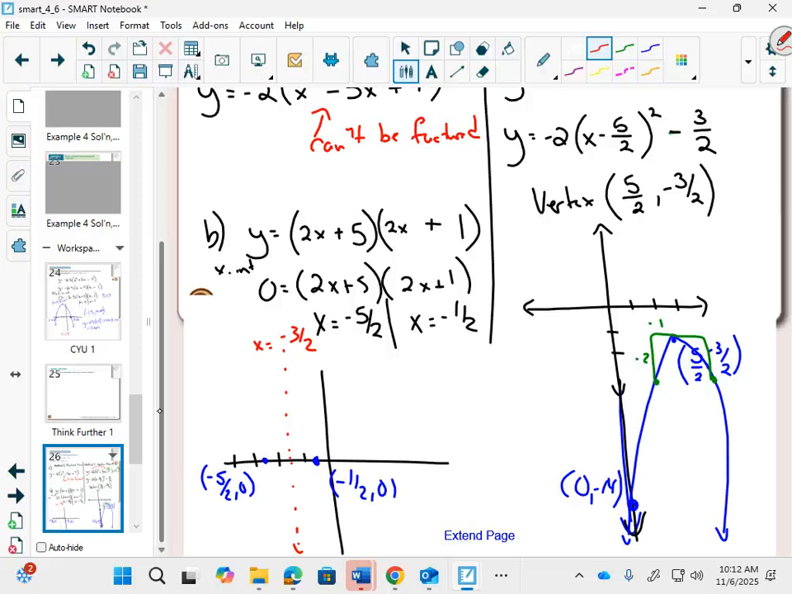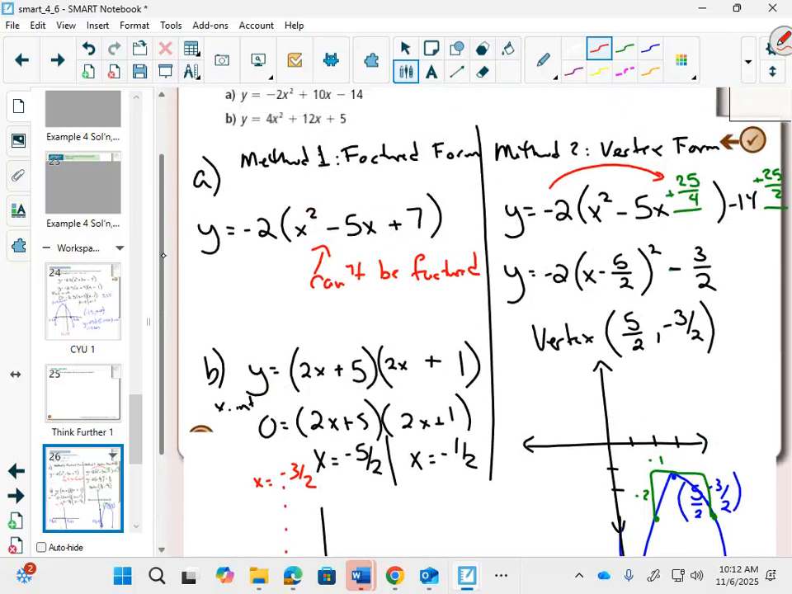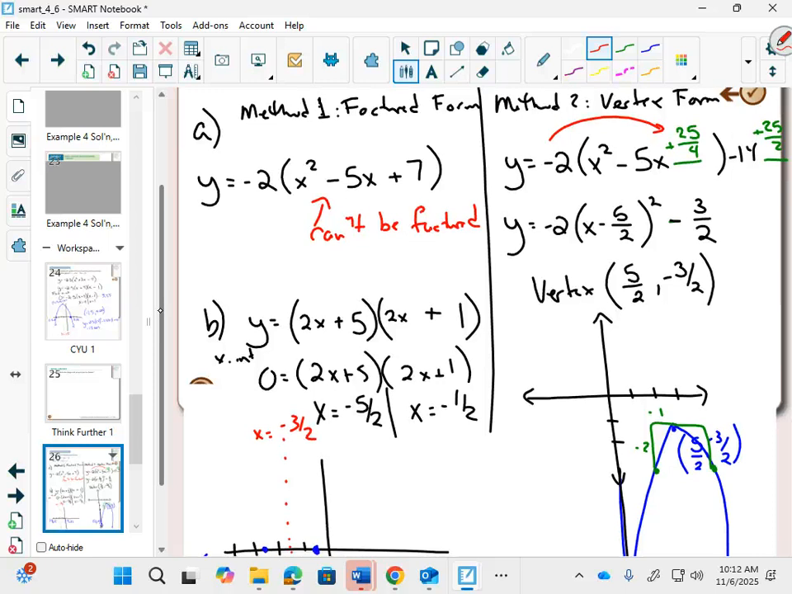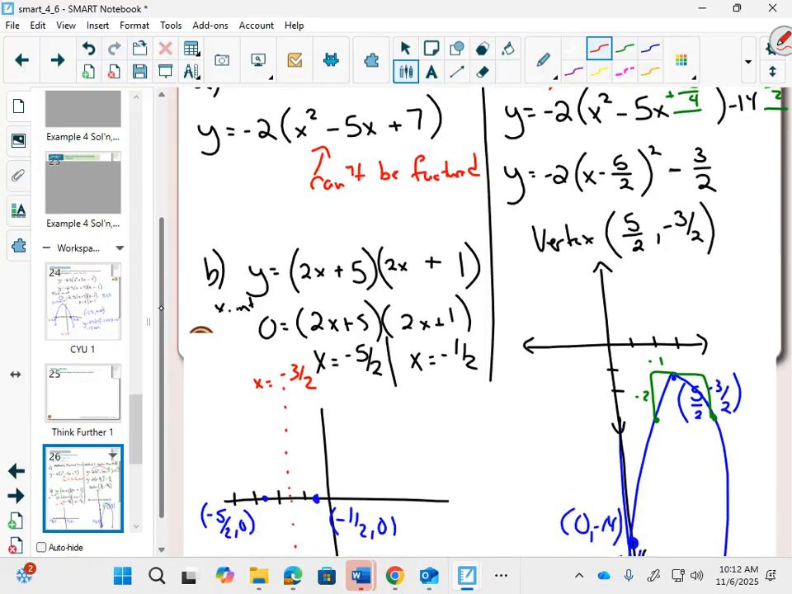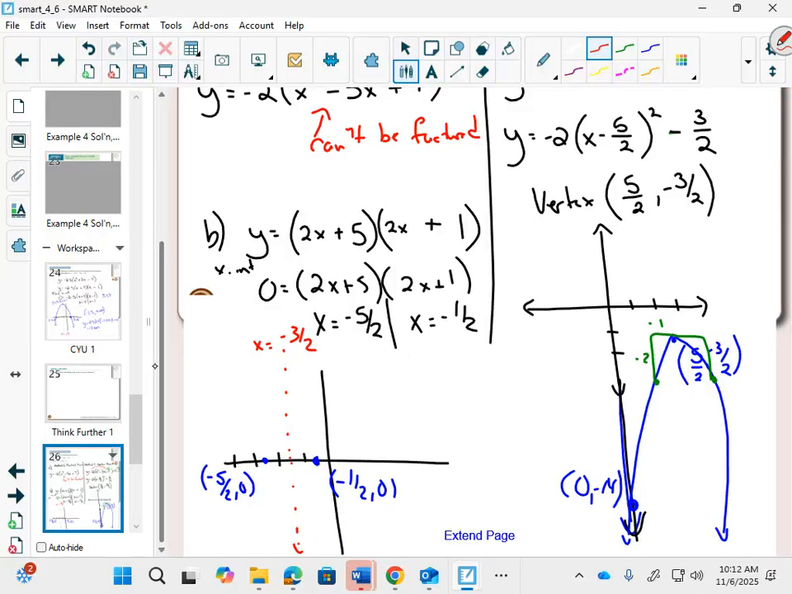Once I have that negative 3 over 2, I could plug that into my calculator. So my equation was 4x squared plus 12x plus 5. So I plug in the negative 1.5. And it actually comes out to a really nice number. Pause. Negative 4, which makes sense. This one should be opening up, right?